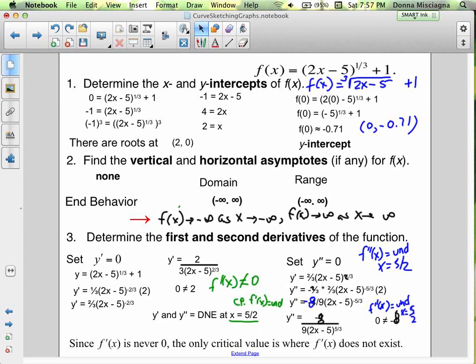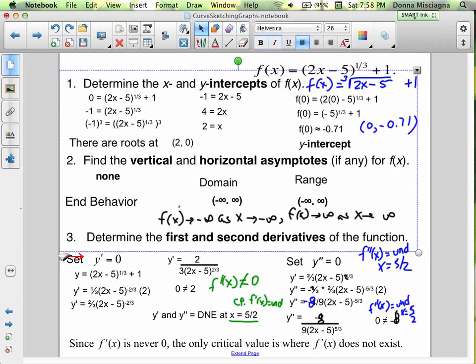All right, so now, not algebra 2. Determine the first and second derivatives of the function, and then we'll find the critical points. All right, so the first derivative, use the power rule there. So the 1/3 moves in front, reduce the exponent by 1, and then you multiply by the derivative of the inside.